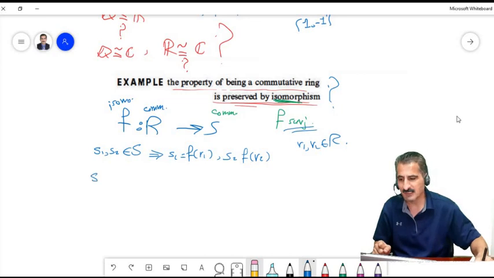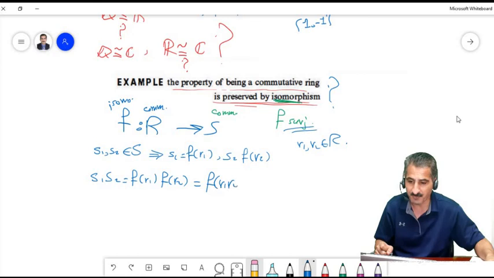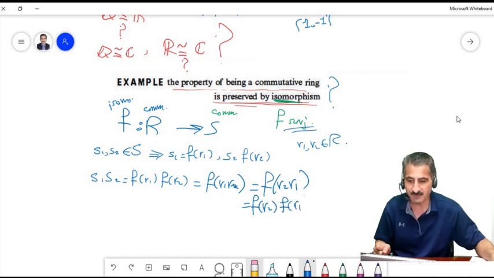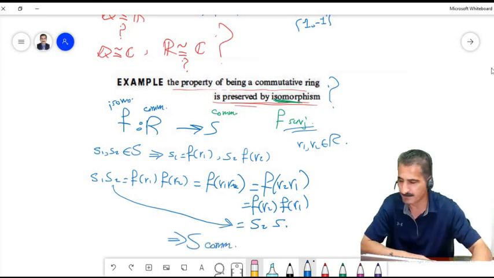Now s1 times s2 equals f(r1) times f(r2). Since f is a homomorphism, this is f(r1 r2) inside the ring R. But R is commutative, so it is f(r2 r1). Again, f is a homomorphism, so it distributes over the operation, and we go back: this is f(r2) f(r1), which is s2 s1. So s1 s2 equals s2 s1, and that gives S is commutative. Okay, and that's it for today.